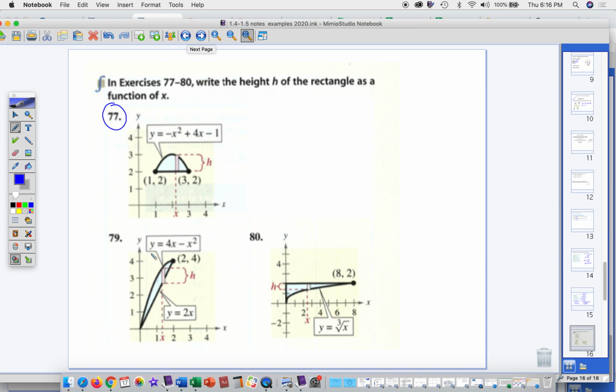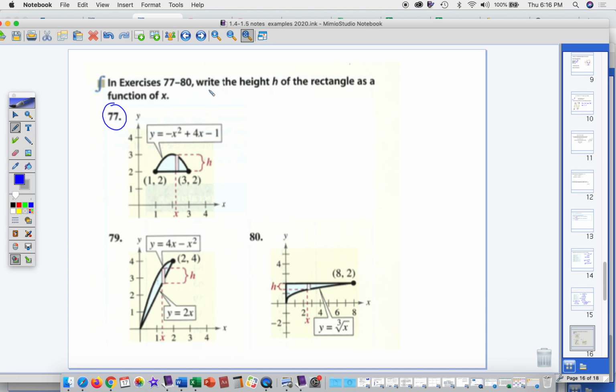Okay, these are problems that are also important. This is a technique that you'll use in calculus. For now, you just want to learn how to come up with the height function. So you have to picture a very, very small rectangle within this space. It's bounded by this curve and this horizontal line.